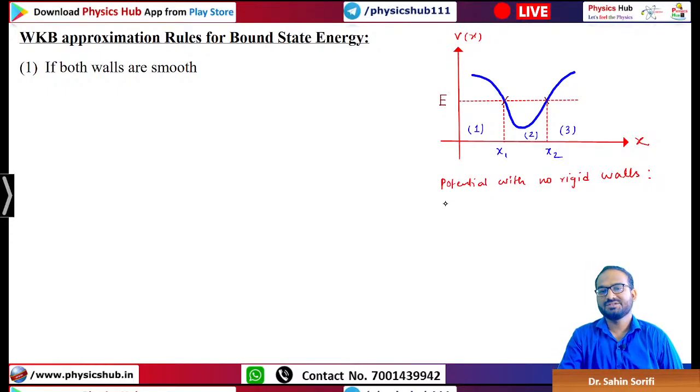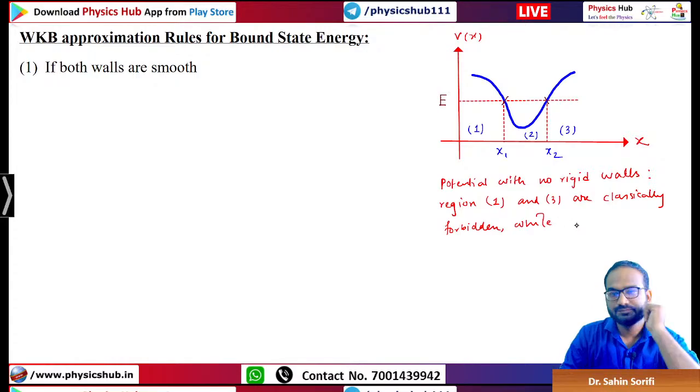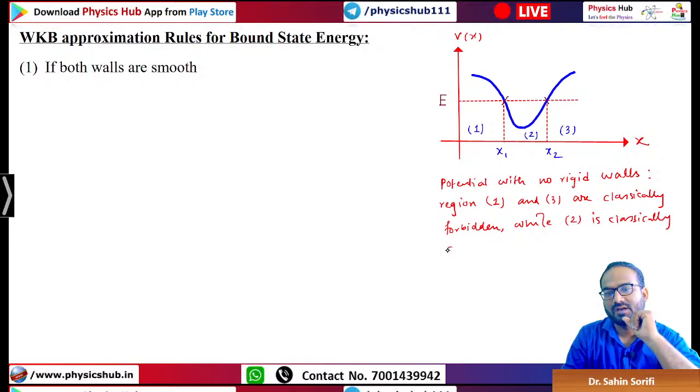Now what about region 1? Region 1 and 3. These 2 regions are classically forbidden, while region 2 is classically allowed.